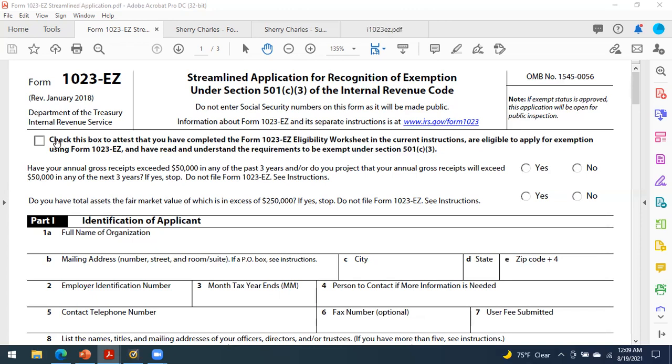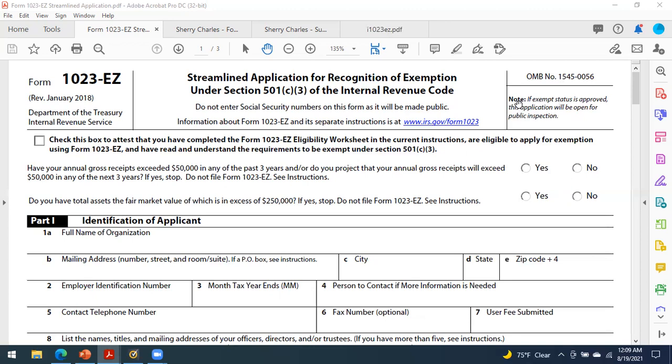So as you can see, the IRS has given you 3 opportunities to stop using this application if you're not qualified to use it. That's important and that's big, because if you use a 1023-EZ and you do generate more than $50,000 in gross receipts for the current year and 2 subsequent years, you could be in trouble. And you cannot say you did not know any better, because you have 3 opportunities to stop right here.